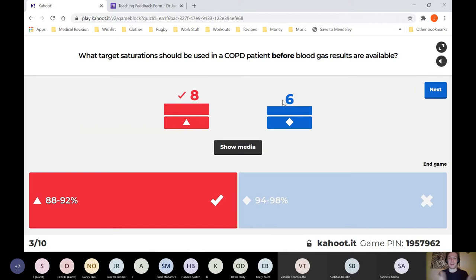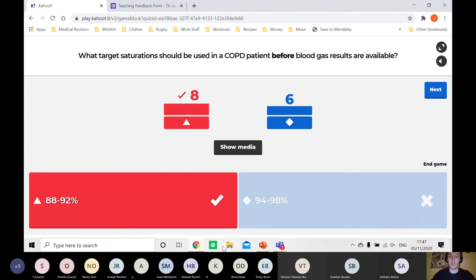I'm really pleased that that has got a split vote. So this is the important difference. This is a really good one because you want to find out now. There is clear guidance from NICE and from the British Thoracic Society about this point.